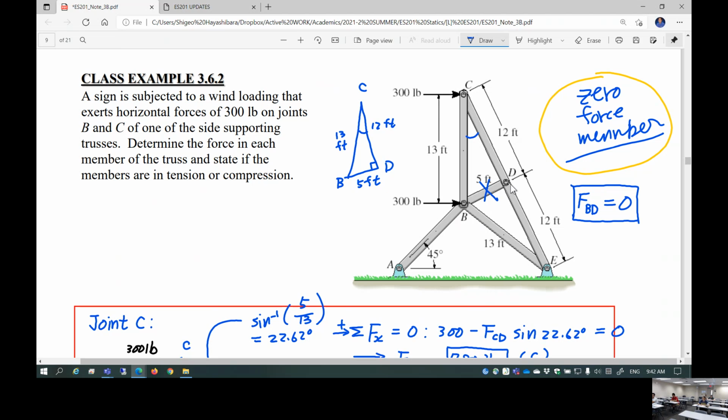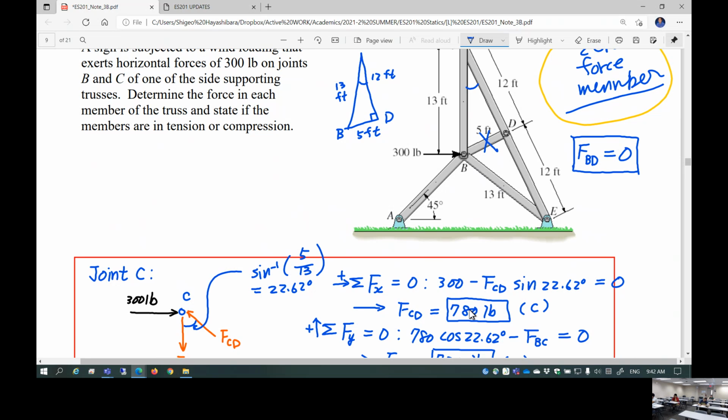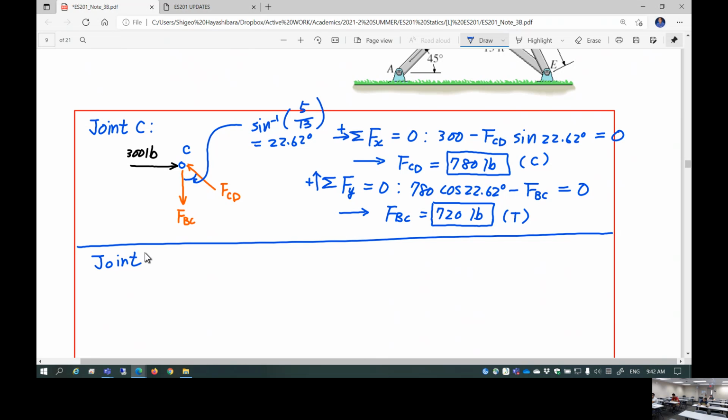Joint D basically says this member and that member have the exact same force. Since we know FCD is 780, you can tell FDE is the same, can't you? Joint D is an easy one, so let's take a look at joint D. Well, you know FCD, which is... Professor, go ahead.